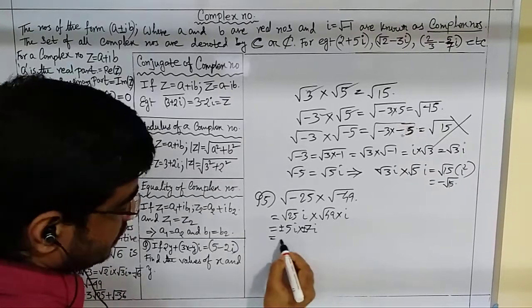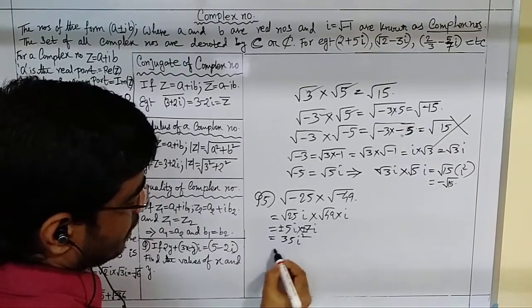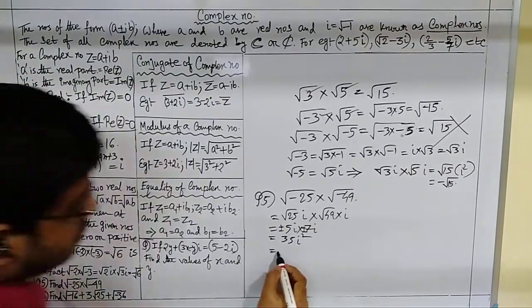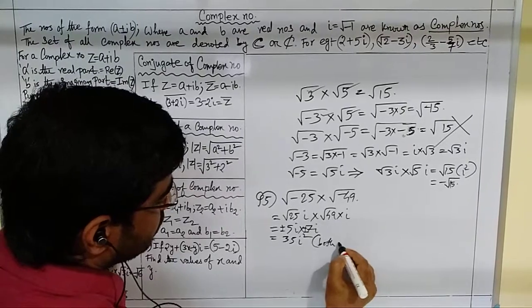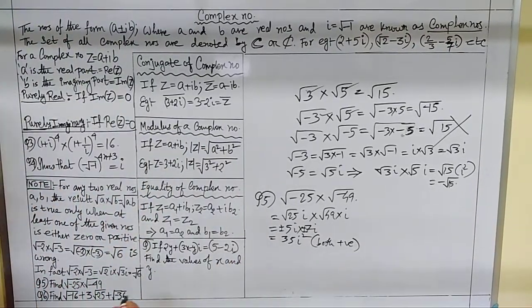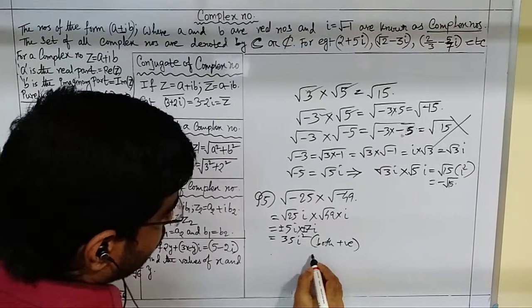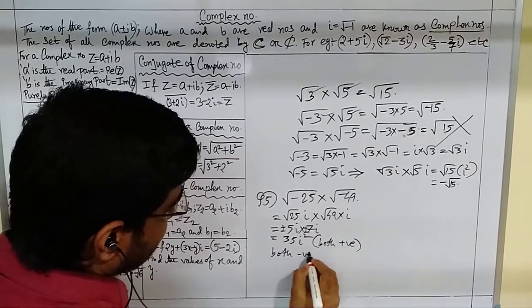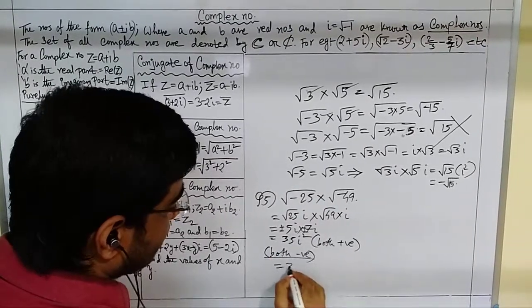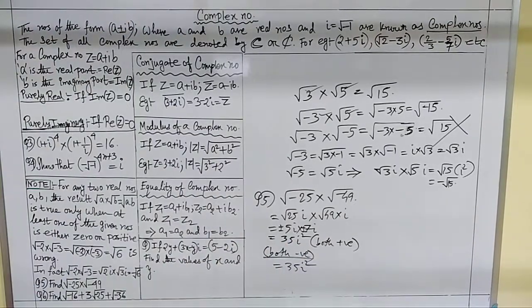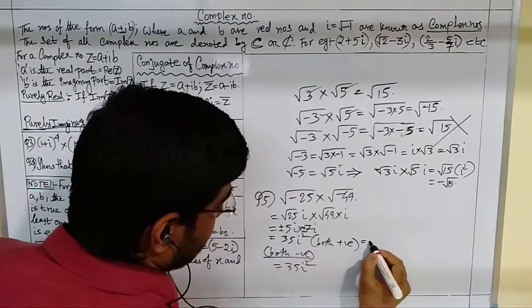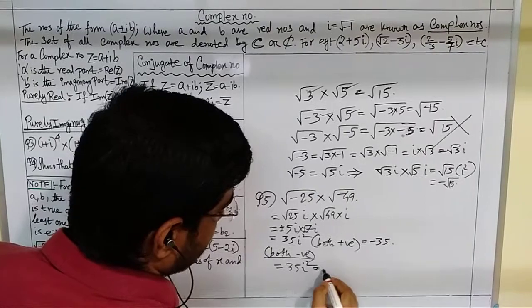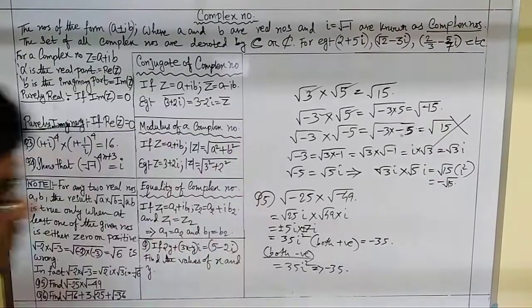If I take both terms positive, then it will be 35 I square. If I take both terms negative, it will again be 35 I square, because minus 5 into minus 7 is 35 only, with I square. So we will get the answer as 35 I square. I square is minus 1, so minus 35 will be our answer. Here also minus 35 will be our answer.